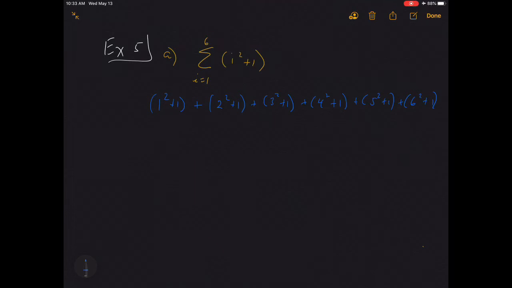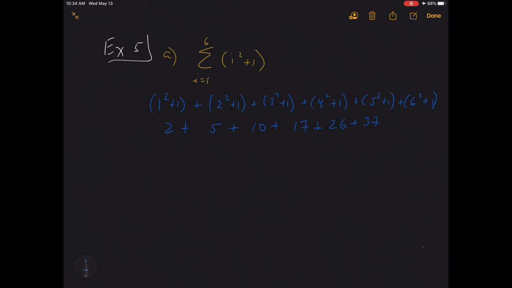1 squared is 1, so 1 plus 1 is 2. 2 squared is 4, so 4 plus 1 is 5. 3 squared is 9. 9 plus 1 is 10. 4 squared is 16, plus 1 is 17. 5 squared plus 1 is 25, plus 1 is 26. And 6 squared is 36, plus 1 more is 37.